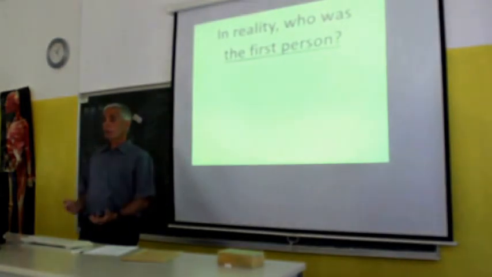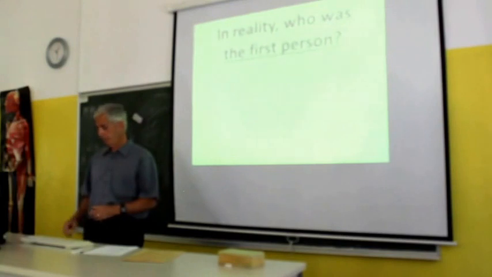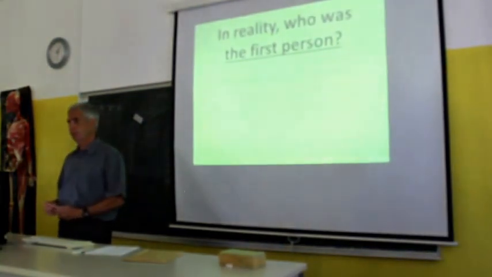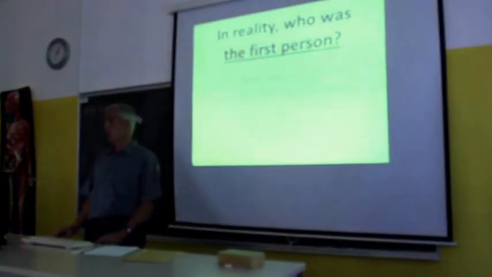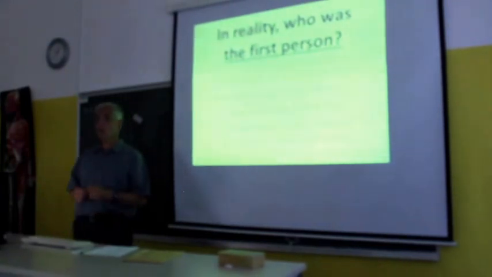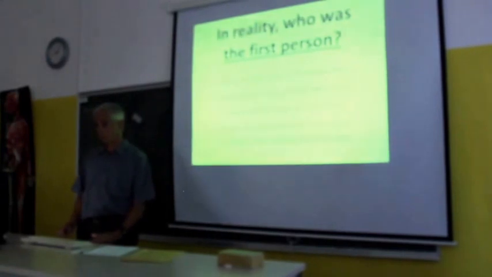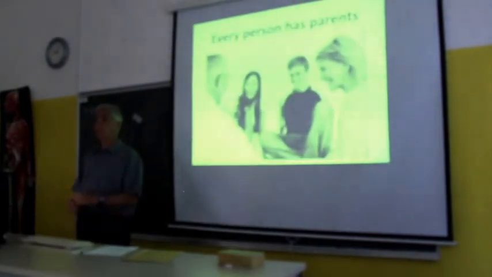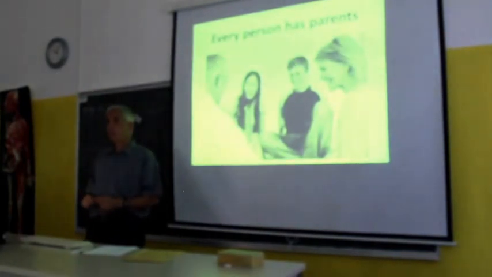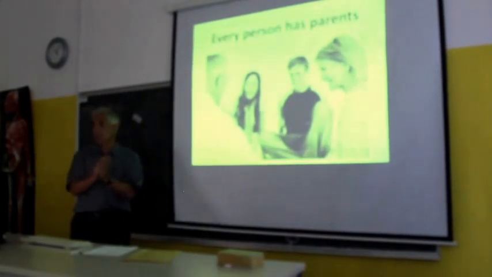So if we look at it scientifically, who was the first person? The answer is, there never was a first person. There never was a first dinosaur or a first fish. All plants and animals slowly evolved over millions and millions of years. And if you want to understand this, think about it this way. You know that you have your parents, mom and dad. We just concentrate on dad for a minute.